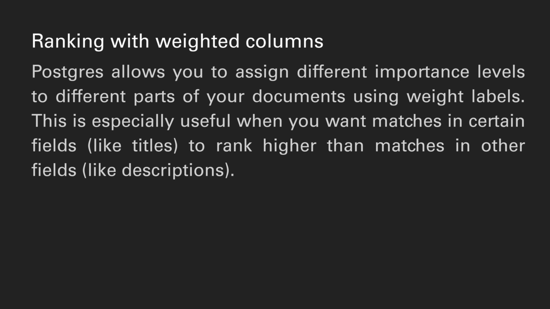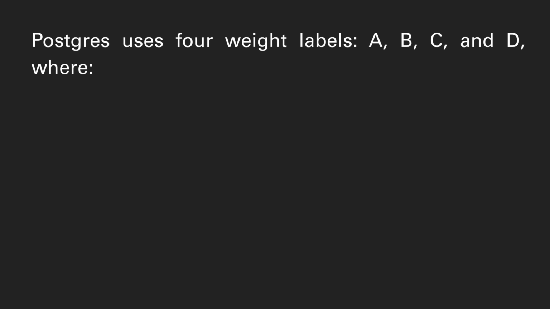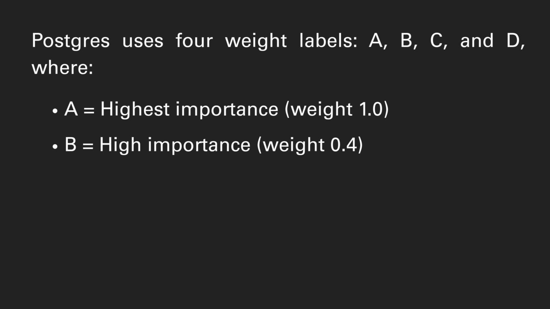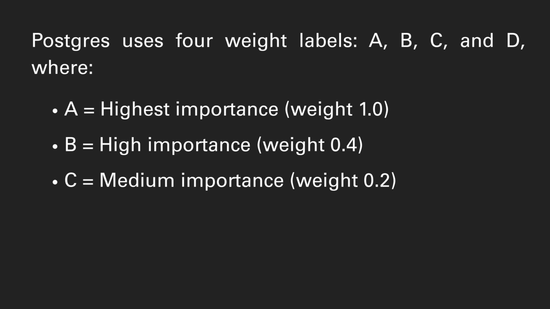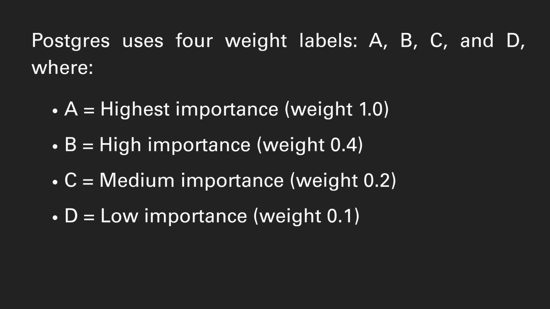Now let's talk about weights. Weights help us control which fields are more important in search results. In simple terms, not all data is equally important. For example, a match in the product name should matter more than a match in the description, and that's where weights come in. PostgreSQL provides 4 weights. A has highest priority, B has high priority, C has medium priority, and D has lowest priority.